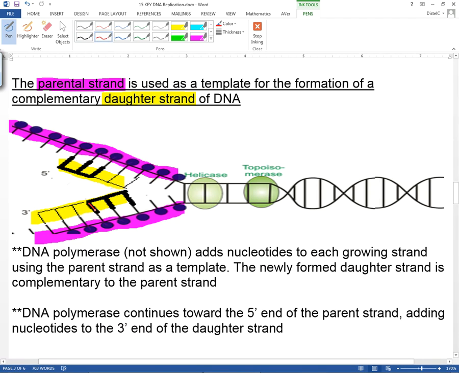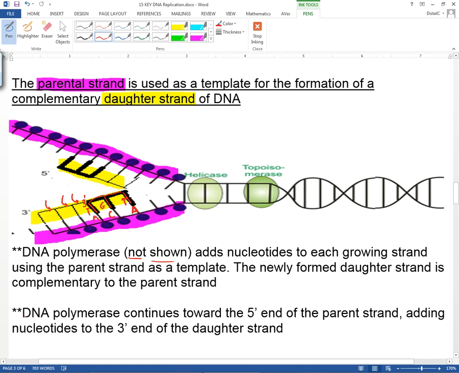strand. So remember that here's your primer, right? We had to place that RNA primer. This was the 3' end of that nucleotide. So new nucleotides have been brought in by DNA polymerase. We didn't show it in here because we didn't want to clutter up the picture too much. But the newly formed daughter strand is complementary to the parent. So if the parent has a base of A, then the daughter strand would have T. If this is a C, then this is a G, so on and so forth.